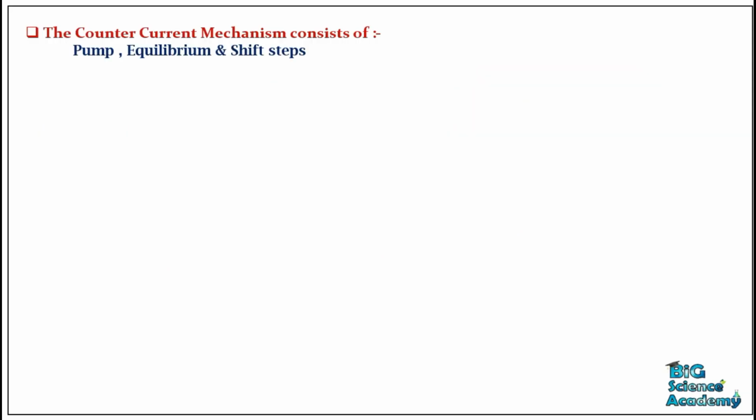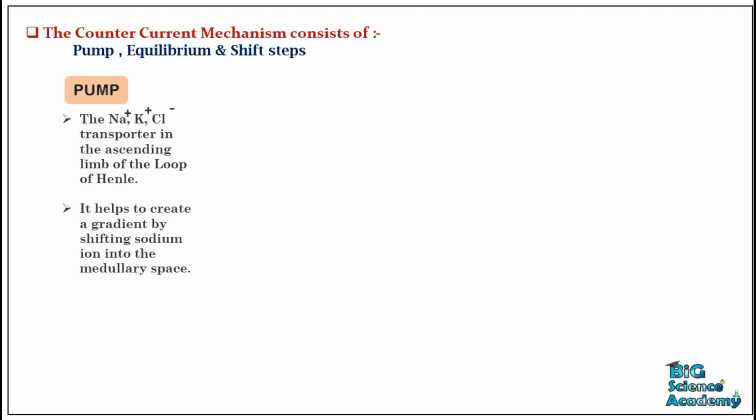Behind the countercurrent exchange systems, there are three main mechanisms. They are pump, equilibration and shift steps. The first one is pump. The sodium ion, potassium ion, chloride ion transporter in the ascending limb of the loop of Henle helps to create a gradient by shifting sodium ion into the medullary space. But due to the lack of aquaporin, the thick ascending limb is impermeable to water, and the action of the sodium, potassium and chloride ion transporter therefore creates hypertonic solution in the interstitium.